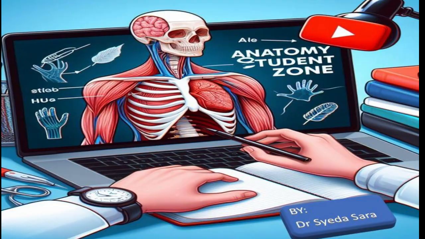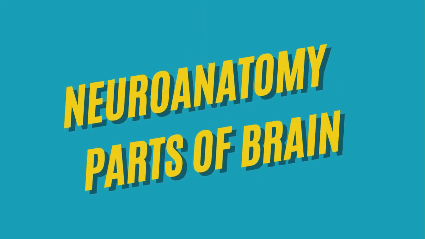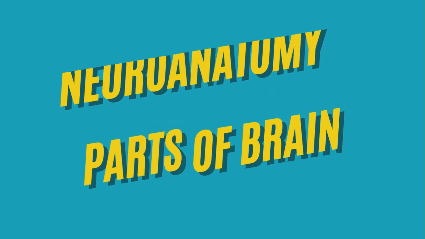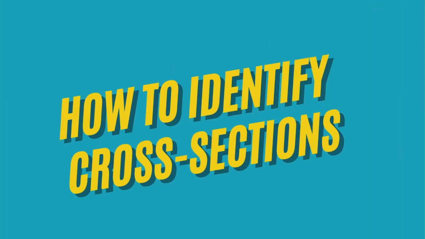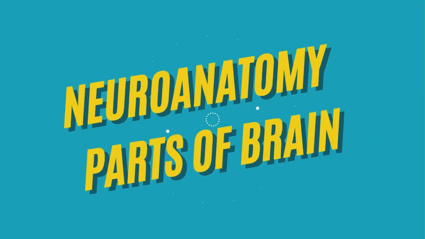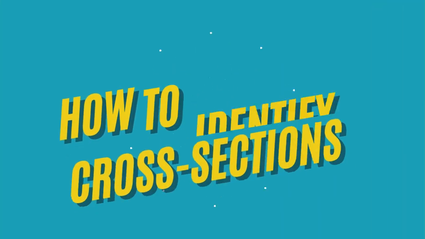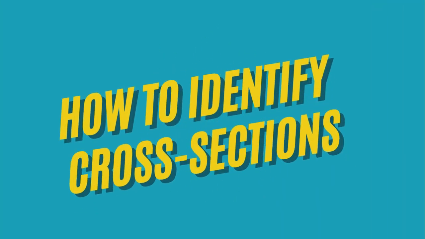Today, I will talk about the central nervous system, its organization, and also about parts of the brain. And most important, how you can identify these parts of the brain on a cross section. Before I start, I recommend you go through the videos of the nervous system, its divisions, and the cells that I have described earlier.